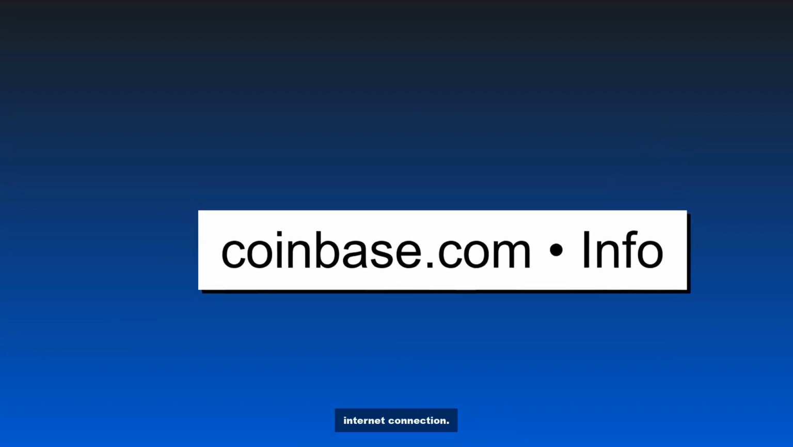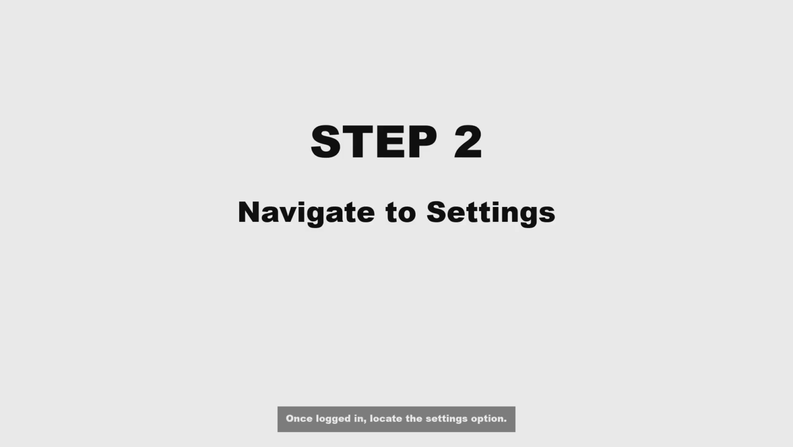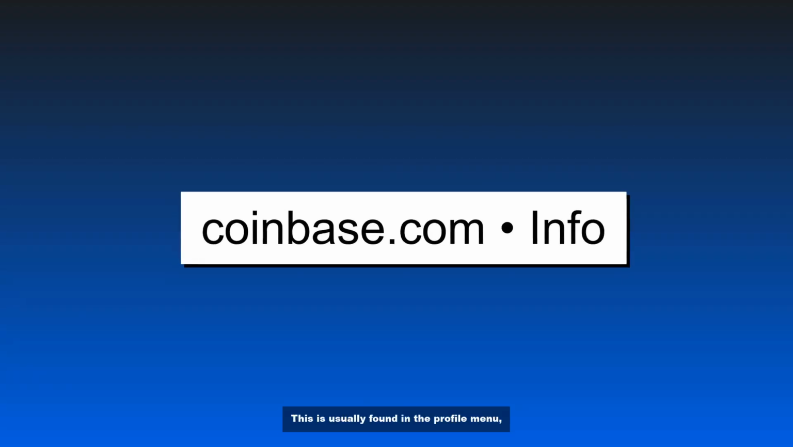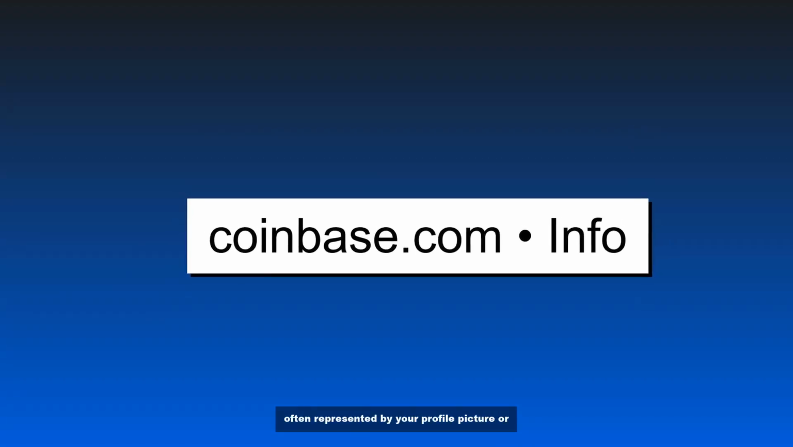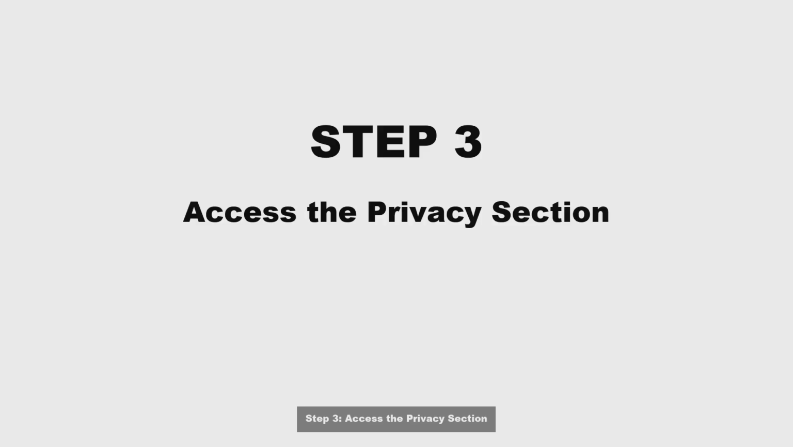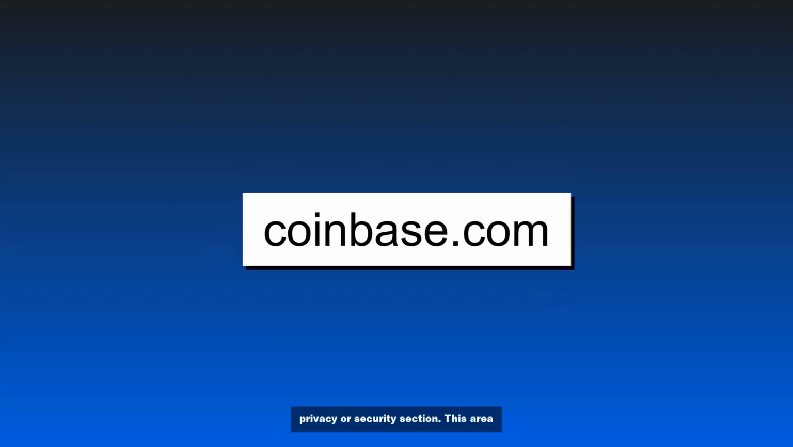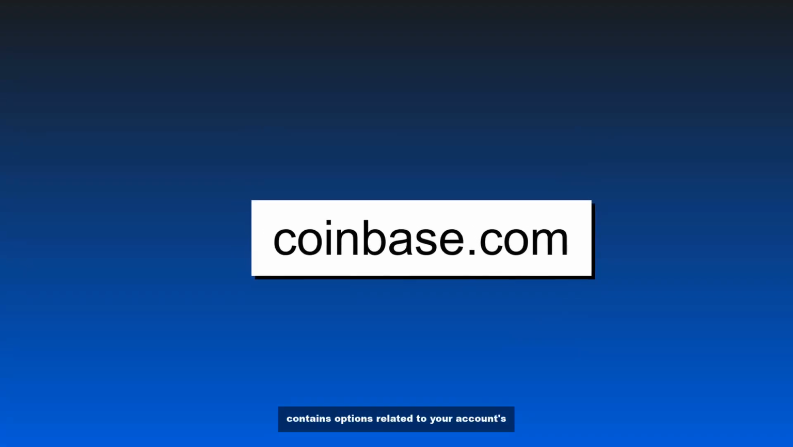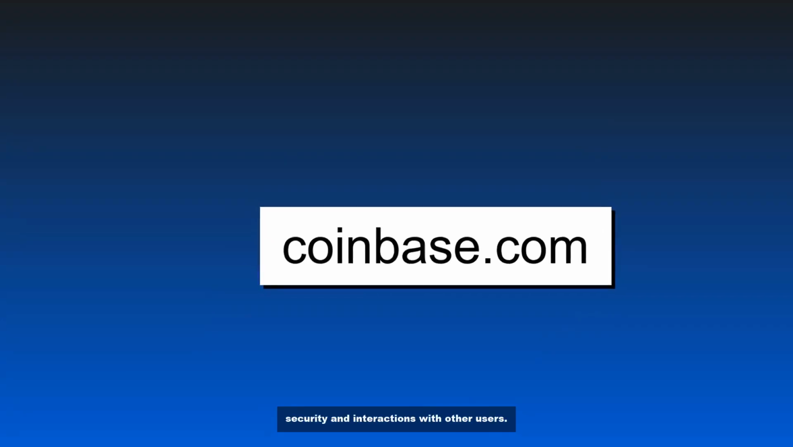Step 2. Navigate to settings. Once logged in, locate the settings option. This is usually found in the profile menu, often represented by your profile picture or an icon in the upper corner of the screen. Step 3. Access the privacy section. Within the settings menu, look for the privacy or security section. This area contains options related to your account's security and interactions with other users.